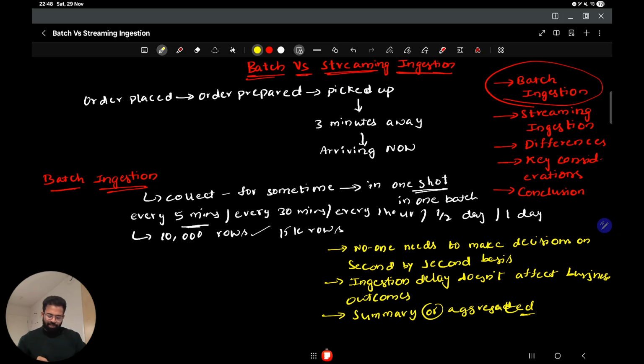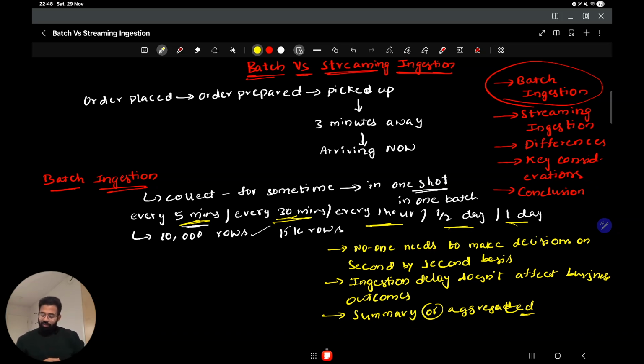Batch ingestion is when we collect data for some time, or accumulate data for some time in the source, and then load or process all the data in one shot, essentially in a single batch. That's called batch ingestion. A batch could run every 5 minutes, or every 30 minutes, or every 1 hour, or once a day, or half a day. Or also when data reaches a certain size like 10,000 rows or 15,000 rows or 50K rows.